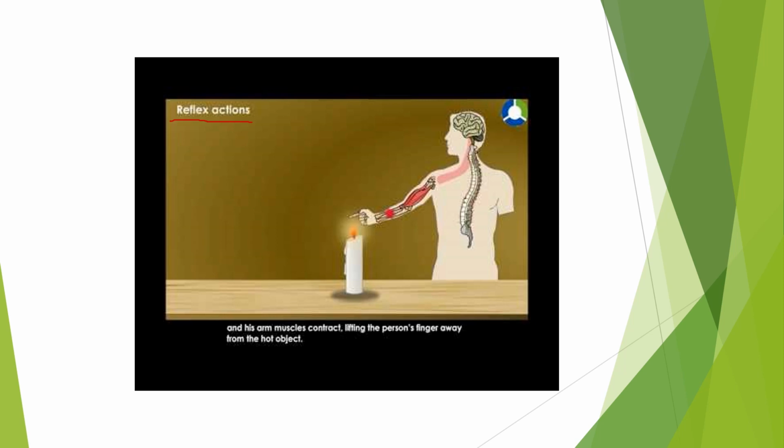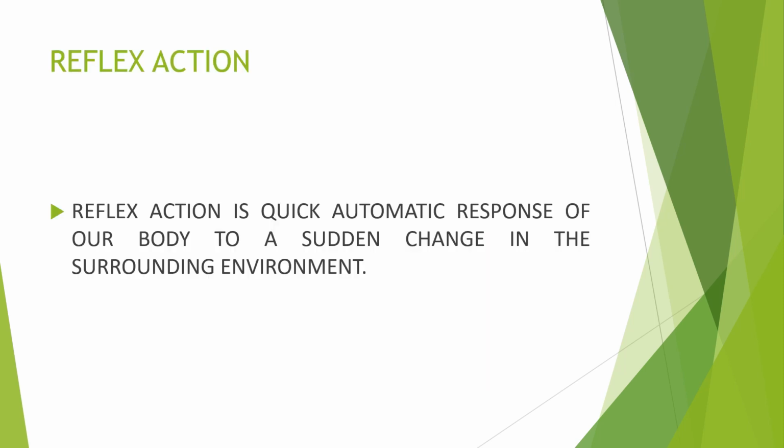So what happens when you see your favorite tasty food in front of you? Your mouth starts watering, and that water is known as saliva. Or what happens when you touch a hot flame? You quickly pull your finger back. So these are examples of reflex action. Now the question arises, what is a reflex action? Reflex action is a quick automatic response of our body to a sudden change in the surrounding environment, and it is done without any immediate instruction from the brain.